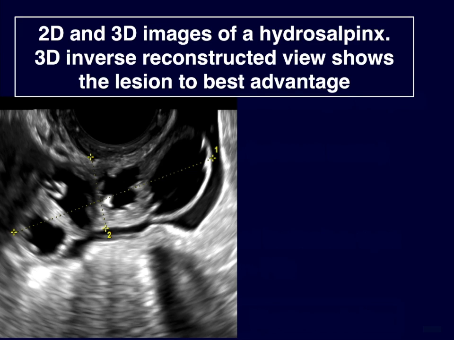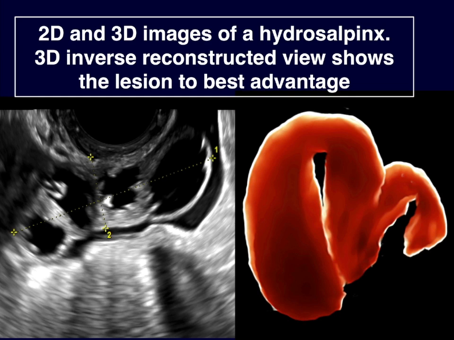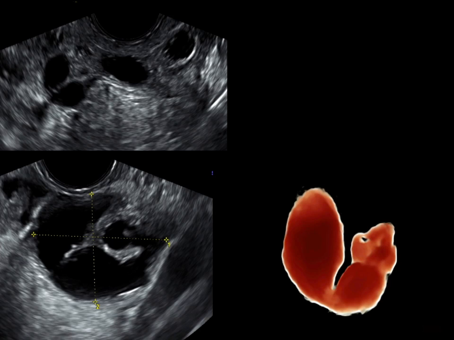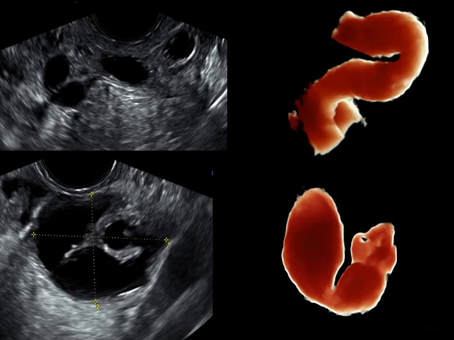So here's another example. This one is much more obviously a hydrosalpinx in 2D, but you can see how the technology has evolved in allowing us to actually visualize the entire tube no matter what orientation or plane it comes in and out of. Here are two others. The one on top is harder to diagnose, the hydrosalpinx on 2D, and the one on the bottom, you can suspect it on this one 2D picture, but it is so much easier to use your 3D capabilities to prove that you're dealing with a hydrosalpinx.